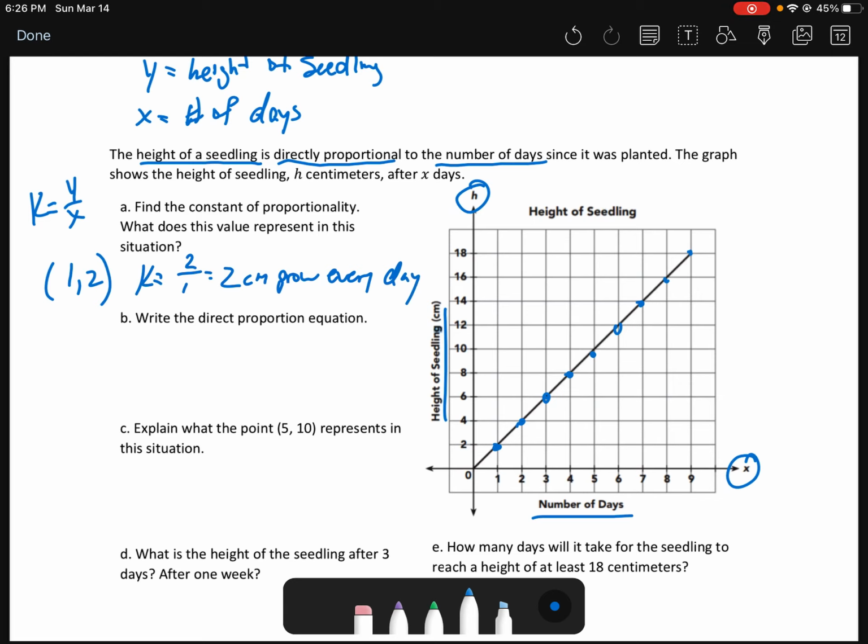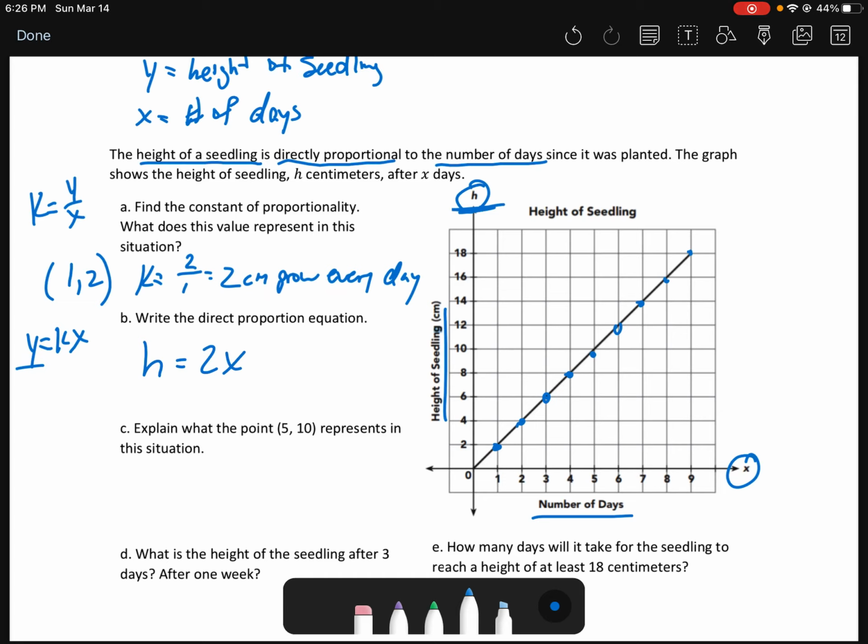Write a direct proportion equation. So I'm going to take my k and substitute it into y equals kx. However I do it, I make sure I watch my variables. So I'm not going to be using y because on the graph here it's saying to use h. So I'll say that h is equal to 2x.